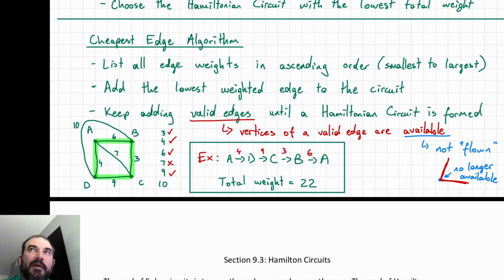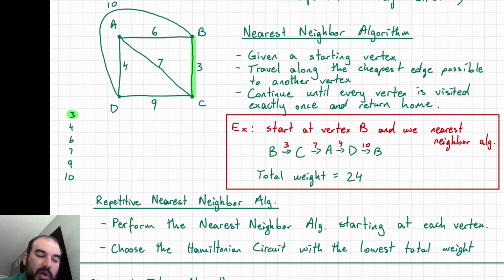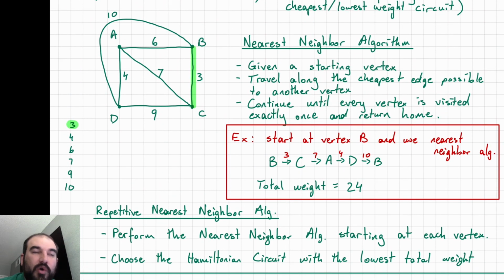Oh, I guess you're asking if two different looking circuits have the same weight, then it doesn't really matter. You just give an example of the cheapest total weight path. Does that make sense? As long as you find a cheapest circuit, you could just give that cheapest circuit. You don't have to say these are all the same. As long as you found a cheapest one, you're good.